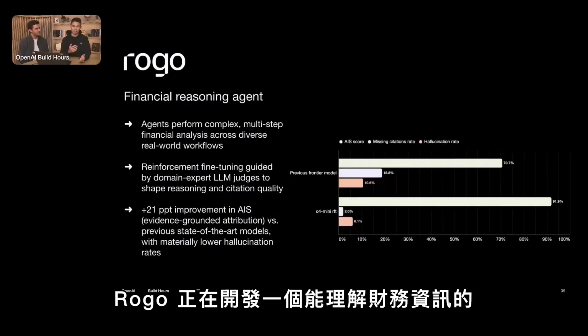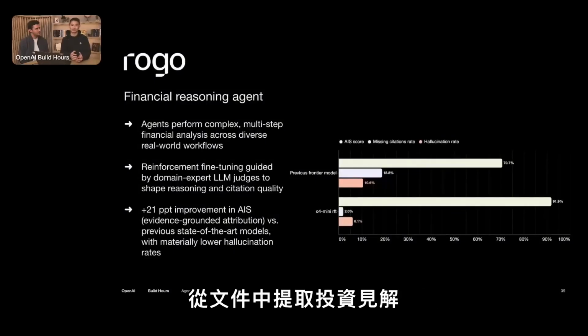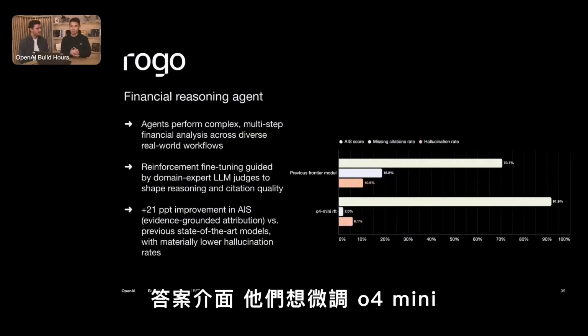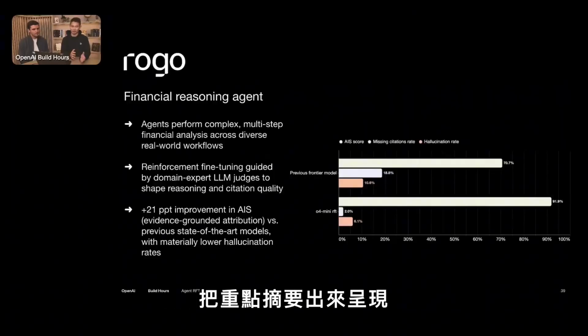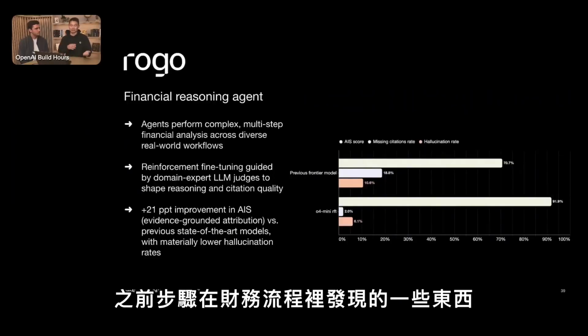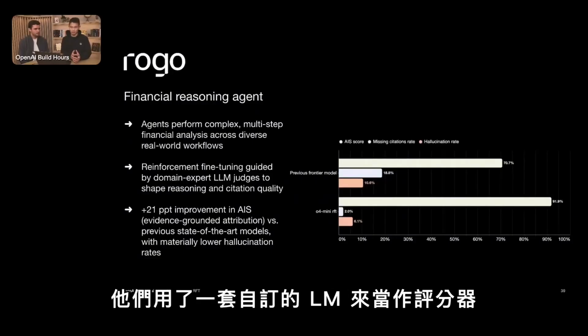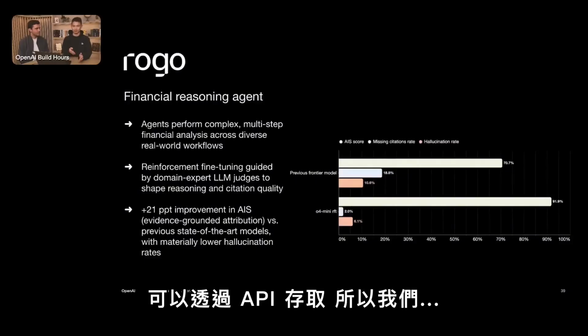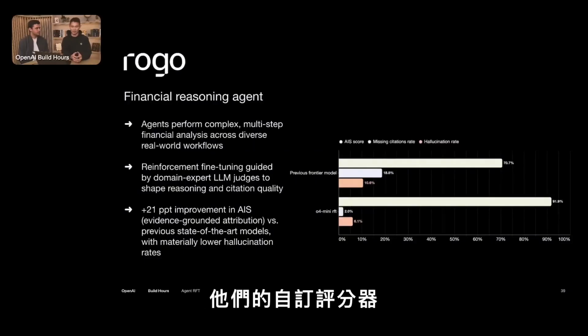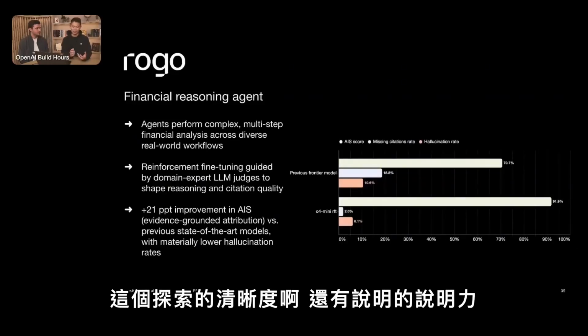It's capable of reading financial filings, extracting investment insights, and then supporting human analysts through this question answering interface. They wanted to fine-tune O4 Mini to summarize and present these key findings from earlier steps in this kind of finance workflow. So Rogo is really interesting. They used a custom LLM as a judge grader that was accessible via endpoints, so that we called their custom grader that measures the agent's factual accuracy, reasoning completeness, financial soundness, and clarity of explanation.